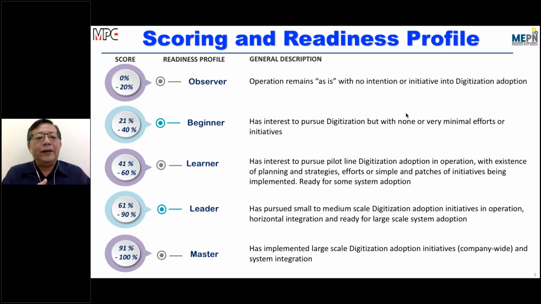So some of you may get a score from 61 to 90, which means you are already at the leader stage. That means you already pursue small to medium scale digitization adoption. You have adopted some, but you are also getting ready to move on to larger scale adoption. So you are at the leader stage. The other one is the master level, those who score 90 to 100. So you can implement bigger scale adoption. You are moving to the next level. That means you are already ready, you already master.